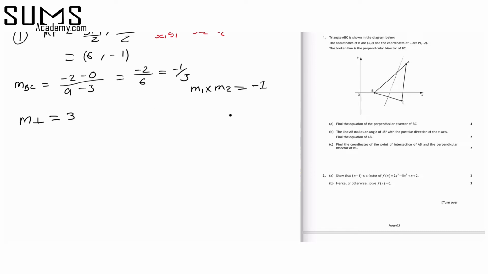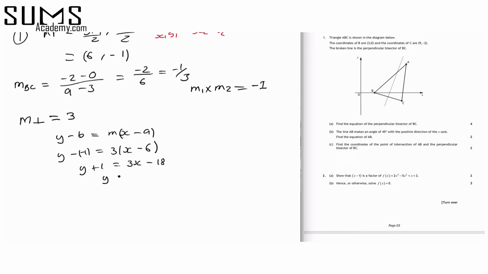Okay, and now we have a point on the line and we have a gradient, so we can finally put this into our equation of the line. So y minus b equals m(x minus a). So y minus (-1) is equal to 3 times (x minus 6). And we just multiply this out. So y plus 1 equals 3x minus 18, since 3 sixes are 18.